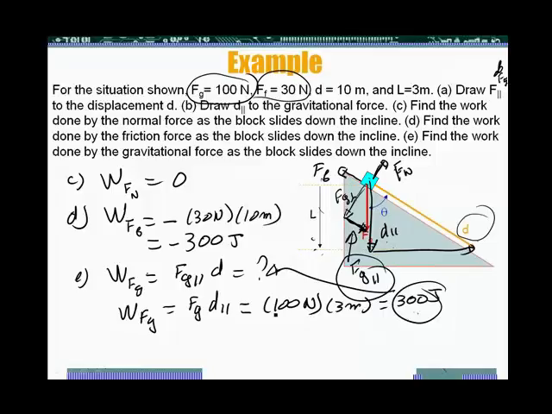Okay, this is probably as tricky as it can get, but I think we addressed most of the points dealing with work here. In the next recording, we'll talk about power.